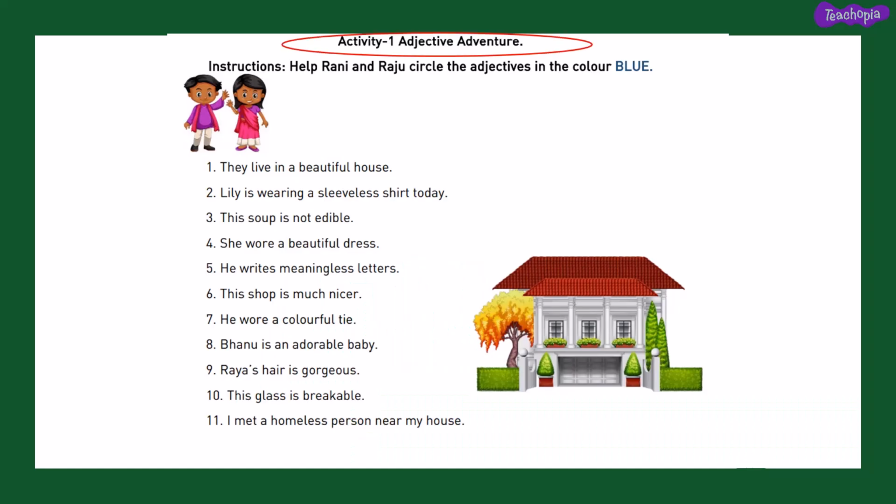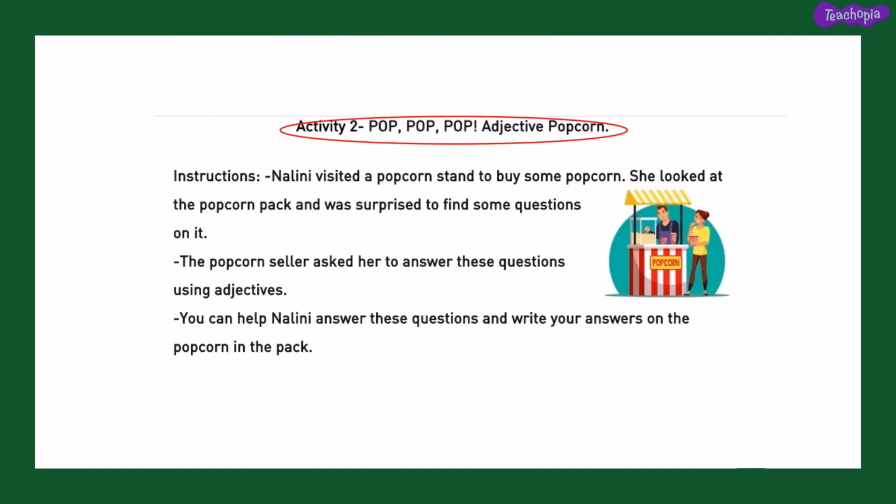Activity number 1, Adjective Adventure. Here, learners are required to circle the adjective in each sentence. Activity 2, Pop, Pop, Pop, Adjective Popcorn.